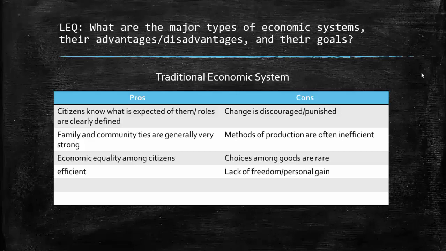Now, some of the obvious cons of the traditional economic system is that there's no such thing as entrepreneurship. They're not out to make money. They are too busy worried about survival than they are about making money, which leads to stagnation. I mean, guys, think about it. Despite the modern world advancing around them, the Industrial Revolution, the Technical Revolution, these tribes still live how they have for the past several thousand years because change is discouraged and punished, choices among goods are rare, and there's a lack of personal freedom or personal gain.